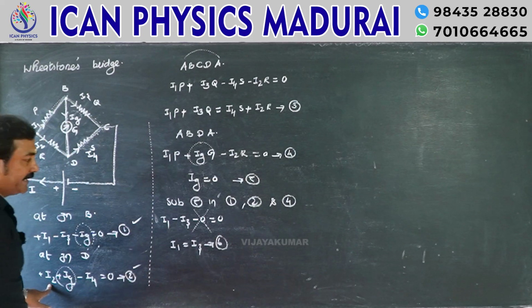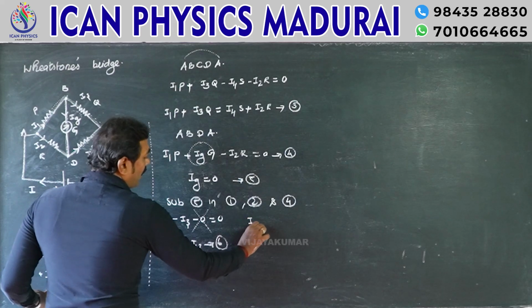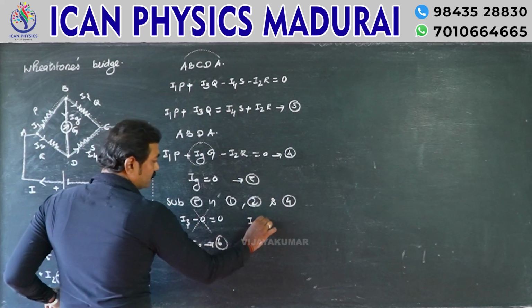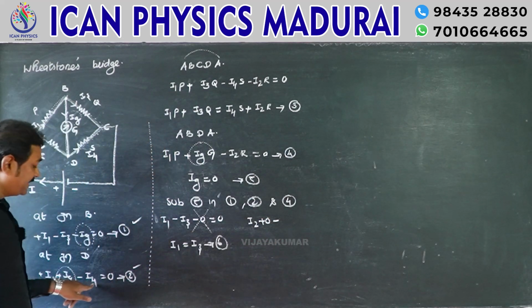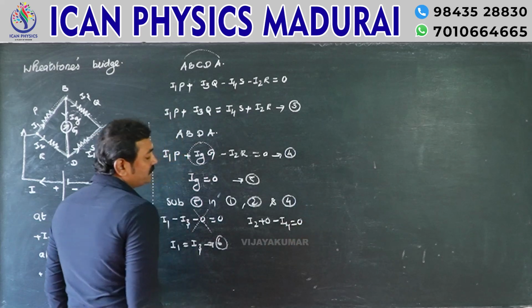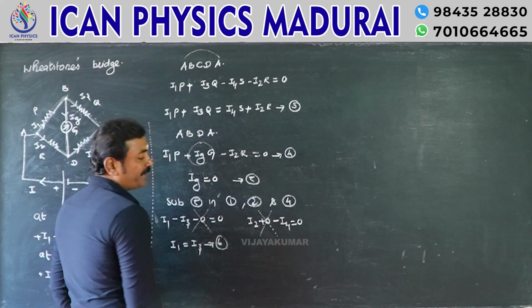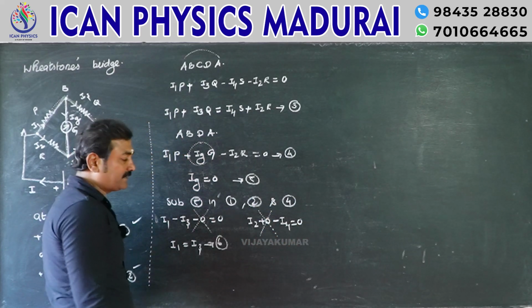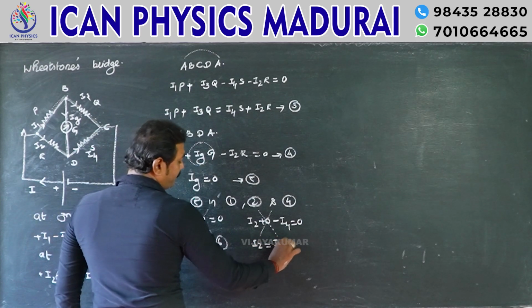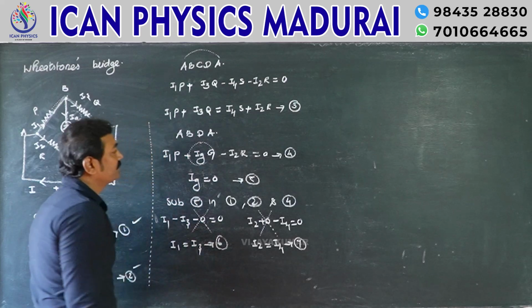Now we can substitute here. So I2, Ig. What is the value of Ig? 0. So plus 0, minus I4 equal to 0. Once again 0 has no meaning. The minus I4 goes to the right side as plus I4. So I2 equal to I4. Now equation number 7.